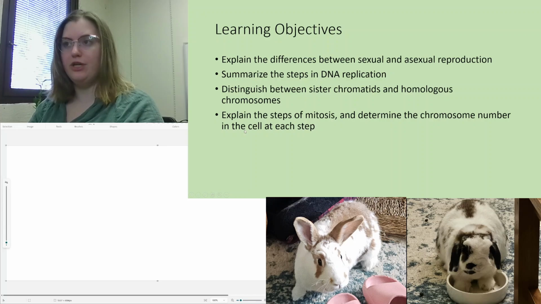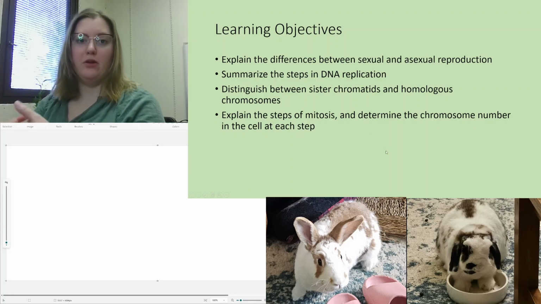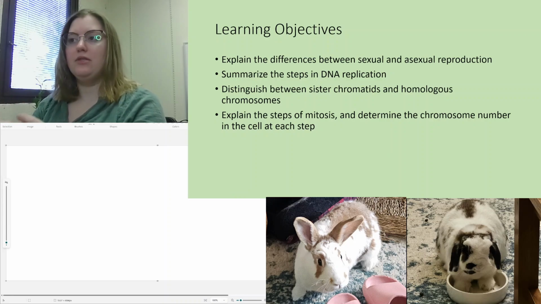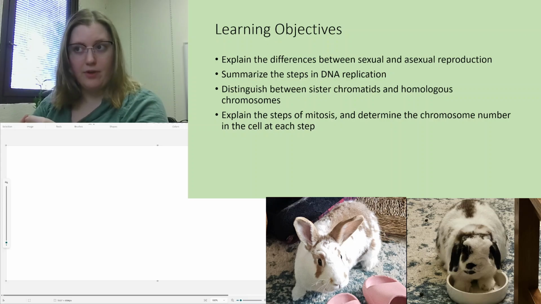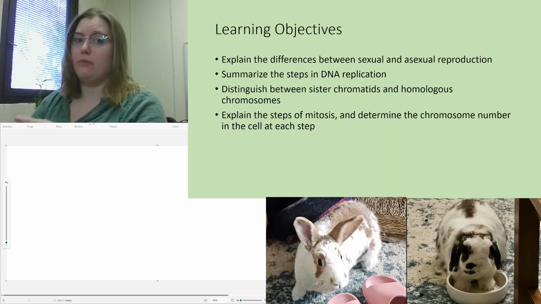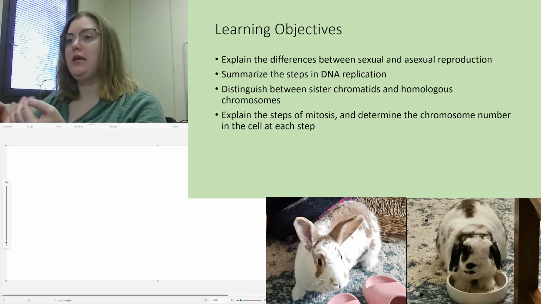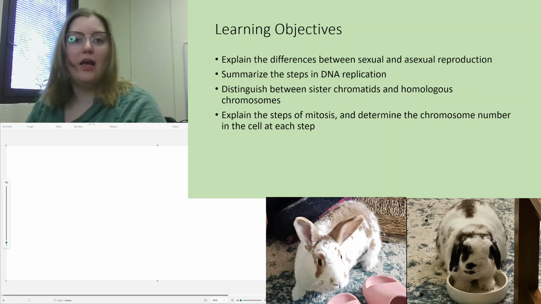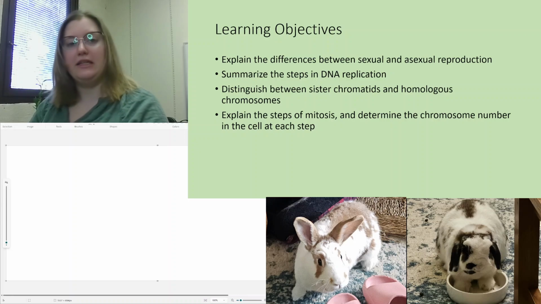So our learning objectives for today: we are going to be learning about the differences between sexual and asexual reproduction. We are going to be summarizing the steps in DNA replication. We are going to be learning to tell the difference between sister chromatids and homologous chromosomes, and we are going to learn how to explain the steps of mitosis and know what chromosome number we have in the cell at each step.